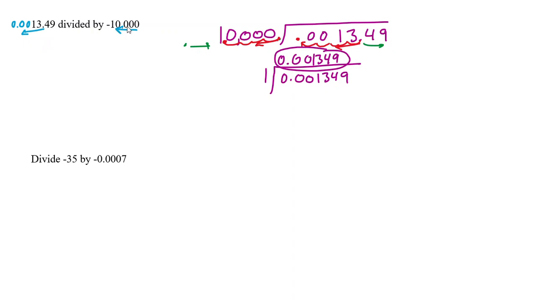And then we still have to follow the rules of positive and negative numbers. If I multiply or divide a positive by a negative, or a negative by a positive, the signs are different, then the answer is negative. So the answer is going to be negative 0.001349. Okay, that's the shortcut for division. If you're dividing by powers of 10, it doesn't come up very often, but when it does, this is much easier than doing long division.